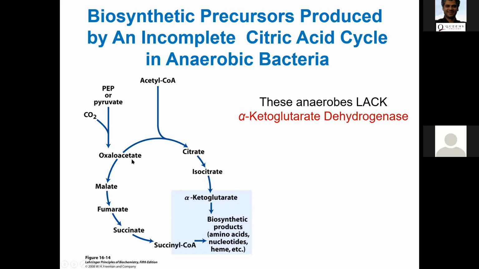On the other side, once you have oxaloacetate, oxaloacetate can also be utilized. You remember the reversible reaction? We'll talk about reactions number 6, 7, 8. Yeah, they can do it in reverse. So you can generate succinate, and from succinate you can also generate succinyl coenzyme A. And succinyl coenzyme A turns out to be a very important metabolite that can be utilized to produce certain nucleotides and heme, etc.